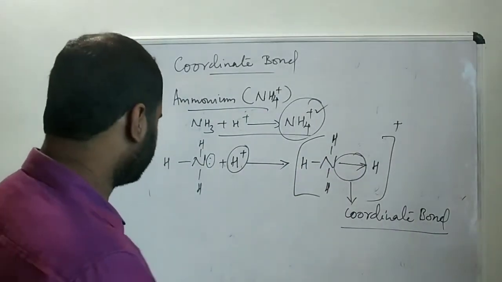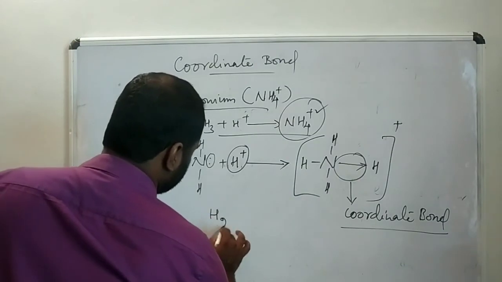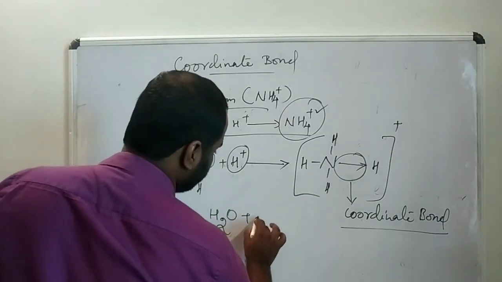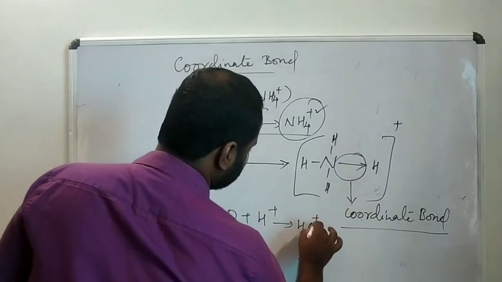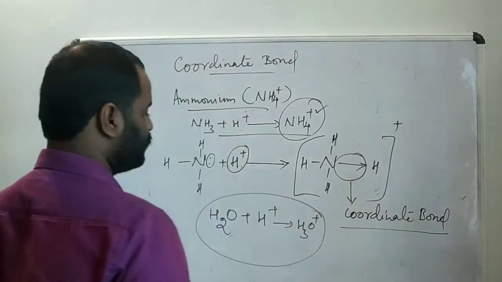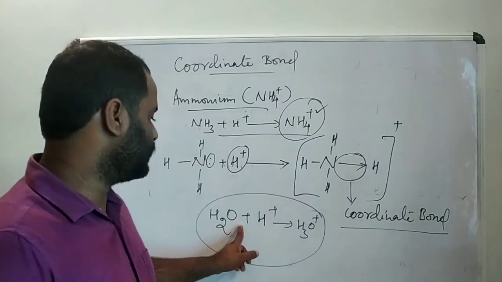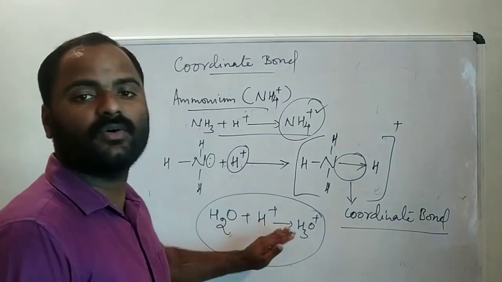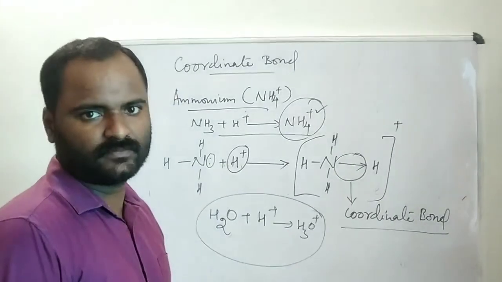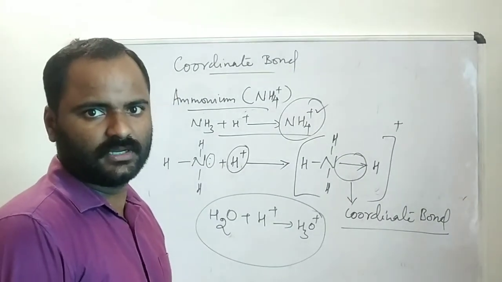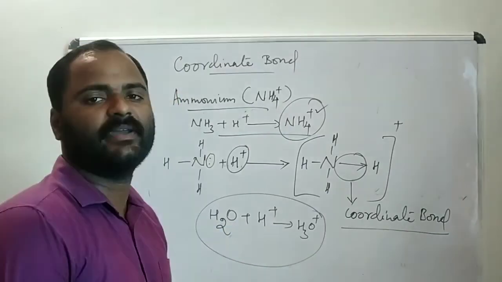Like this you can see the formation of H3O plus. That means H2O plus H plus gives H3O plus. You can work out the formation of this in the same way. So this is H3O plus formation, a coordinate bond. Clear? Because oxygen has two lone pairs of electrons.